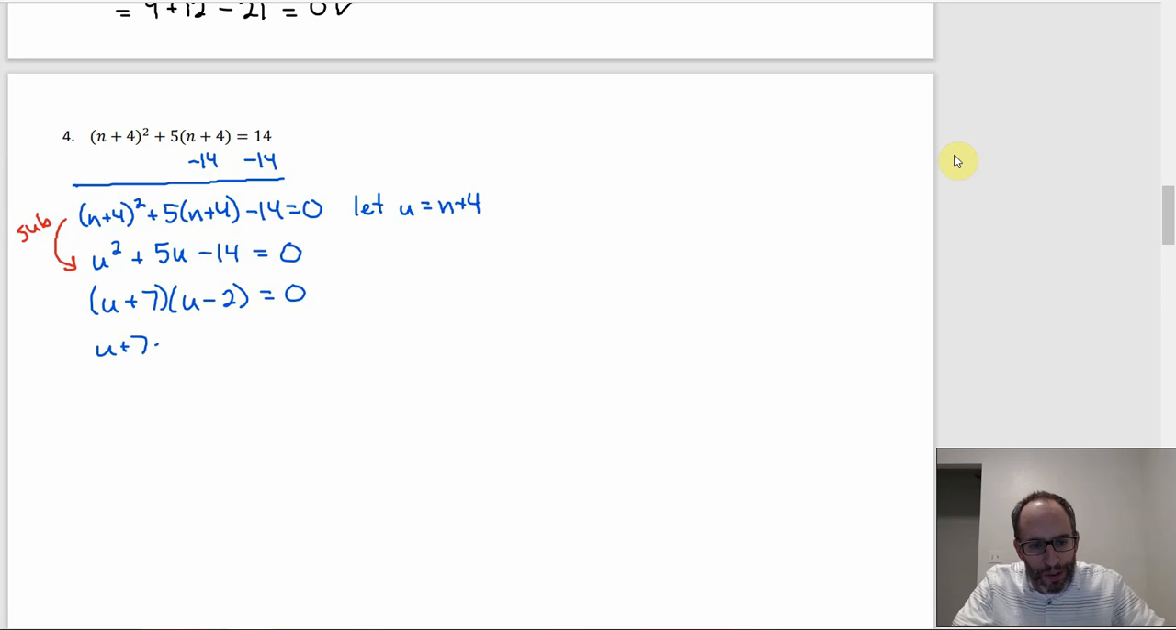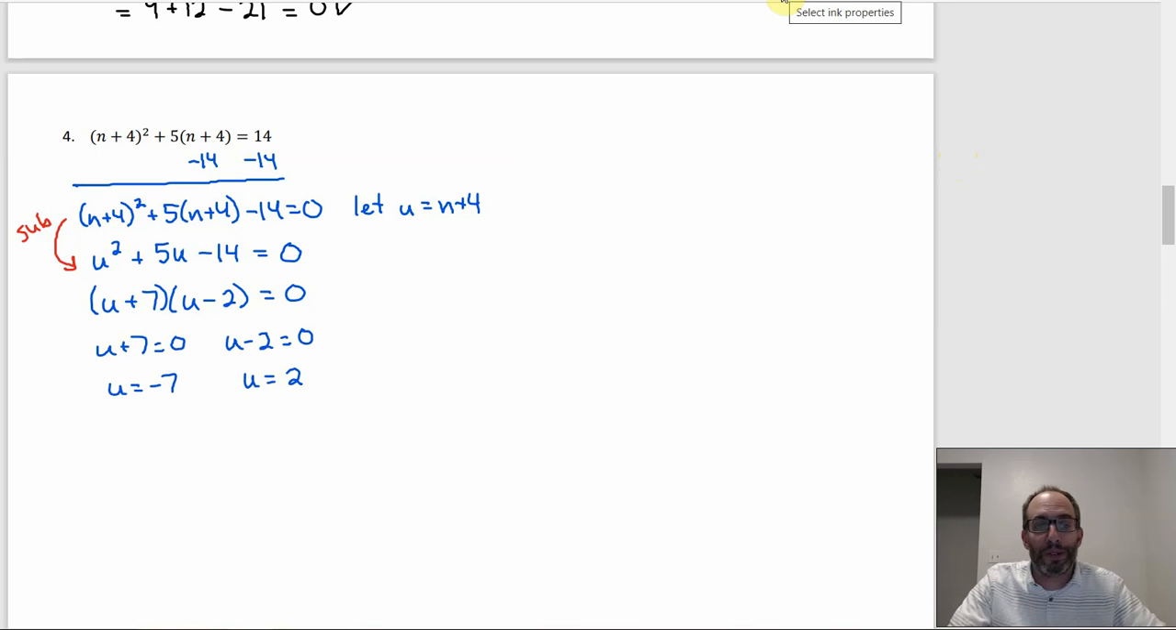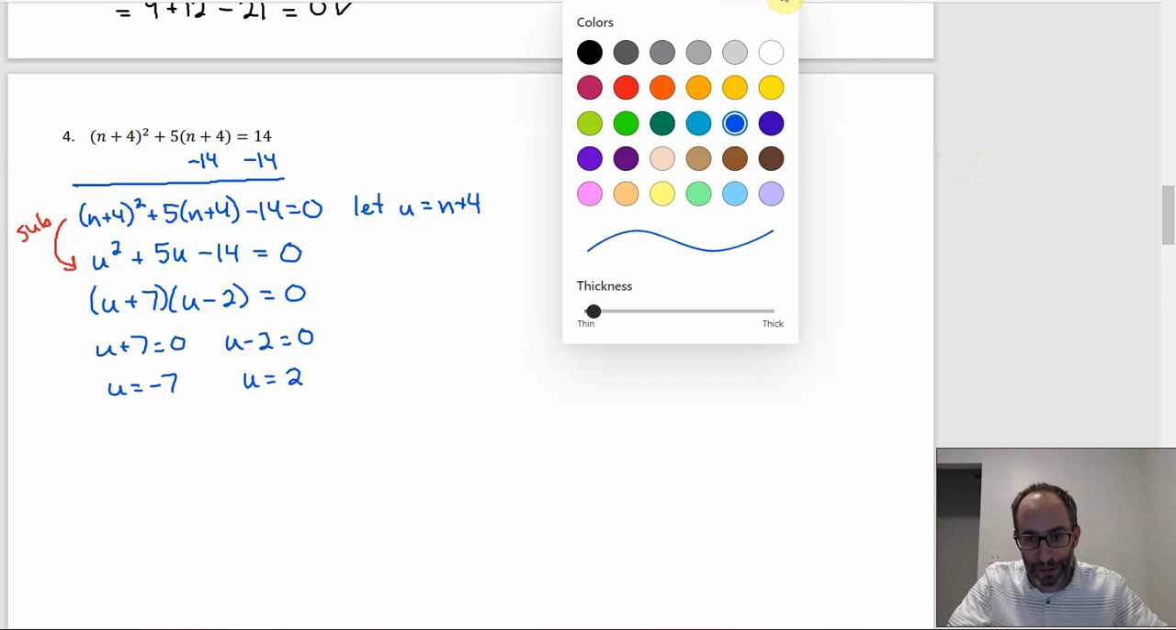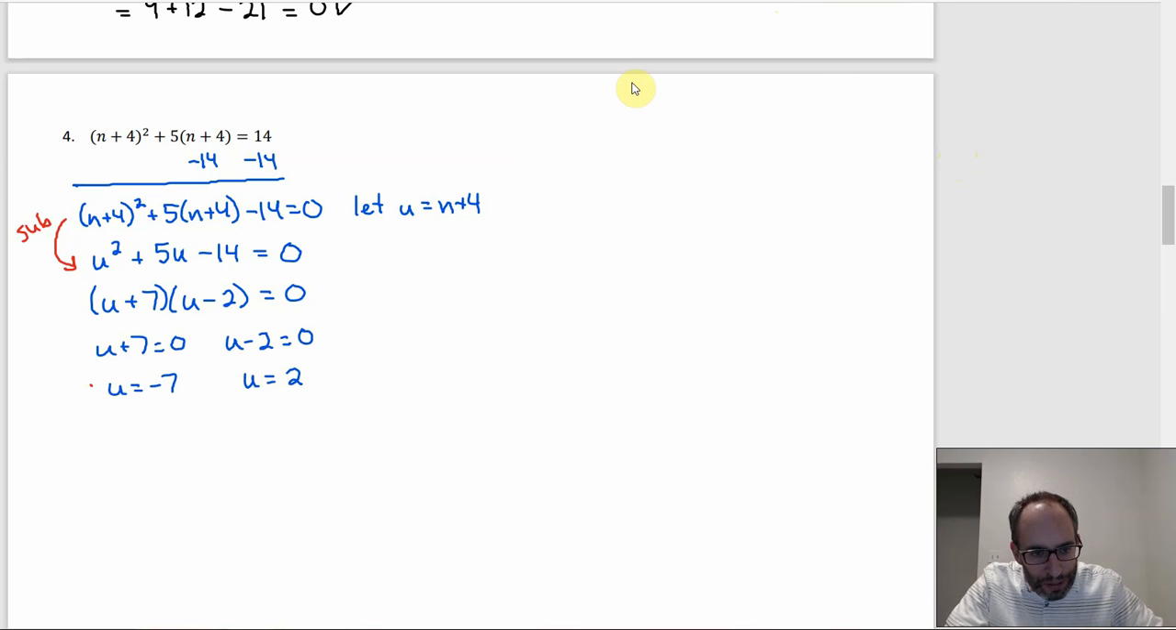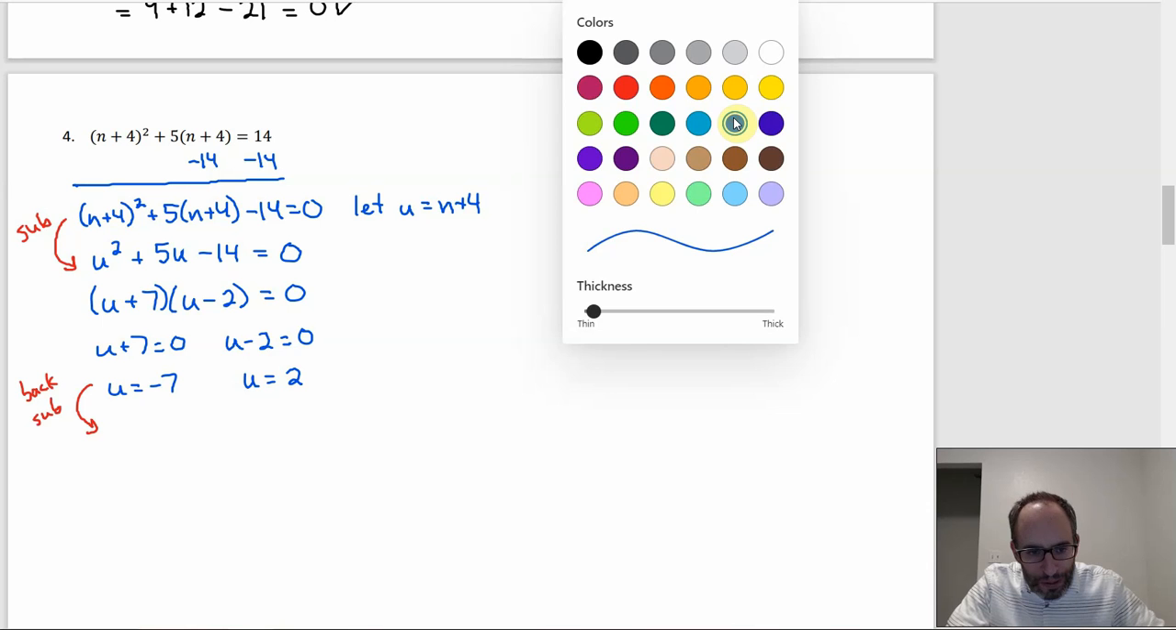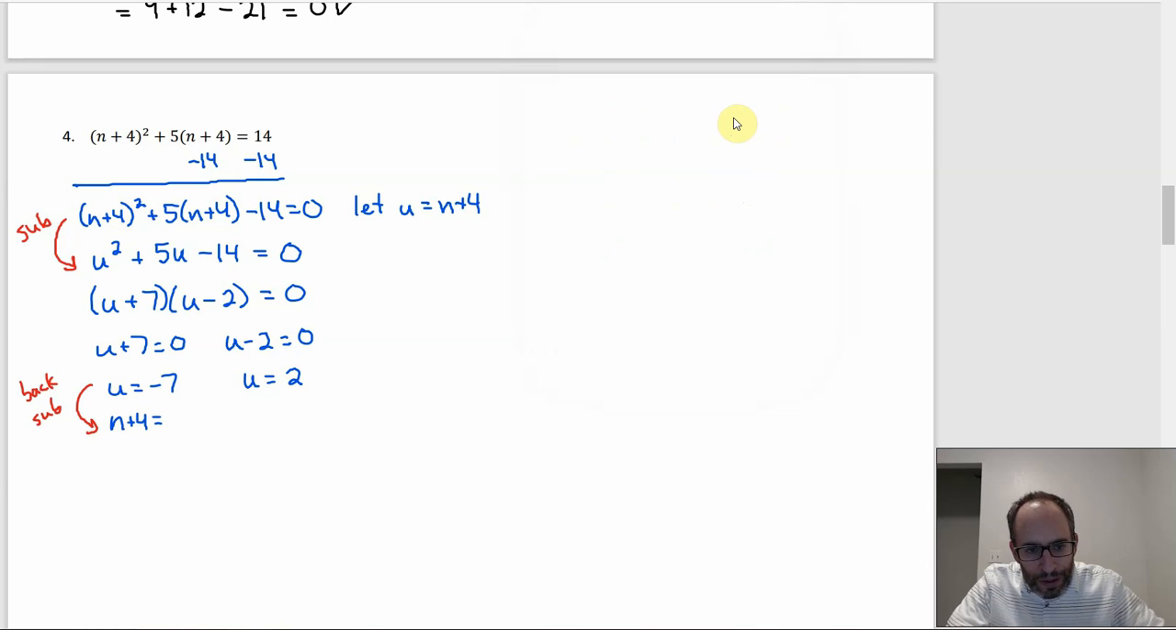So u plus 7 equals 0, which would lead to u equals negative 7. And then u minus 2 equals 0, which would lead to u being equal to 2. Then we got to back sub because we want our answer to be in terms of n, the original variable, not in terms of u. So, okay, we'll do that right here. So back sub. All right, so then we can just put an n plus 4 in for u. So n plus 4 equals negative 7. n plus 4 equals 2. So then you subtract 4 from both sides in each one of those. Here you're going to get negative 11, and then here you're going to get negative 2.